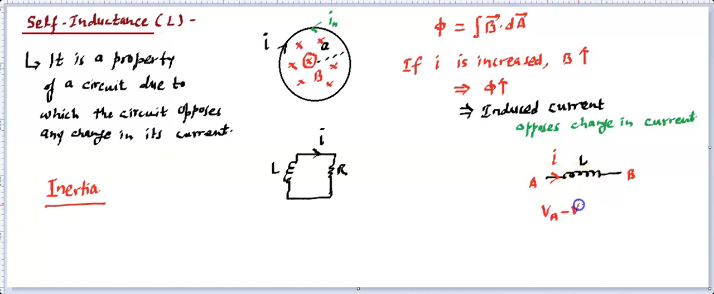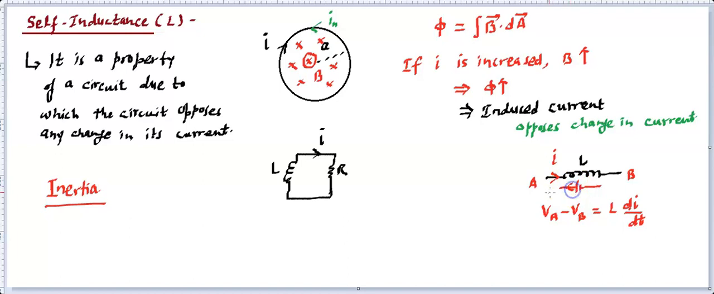Its role will be only when there is a change in the current, because we are talking about change in the current. So VA minus VB will be written as L dI by dt. Now you'll find if the current is constant, that means no change in the current, then this will make no difference, because dI by dt will become zero. So the potential difference will become zero. It will be just like a wire. But its role will be there if the current changes. Hence, it will bring a potential difference, and it will bring an opposition battery.